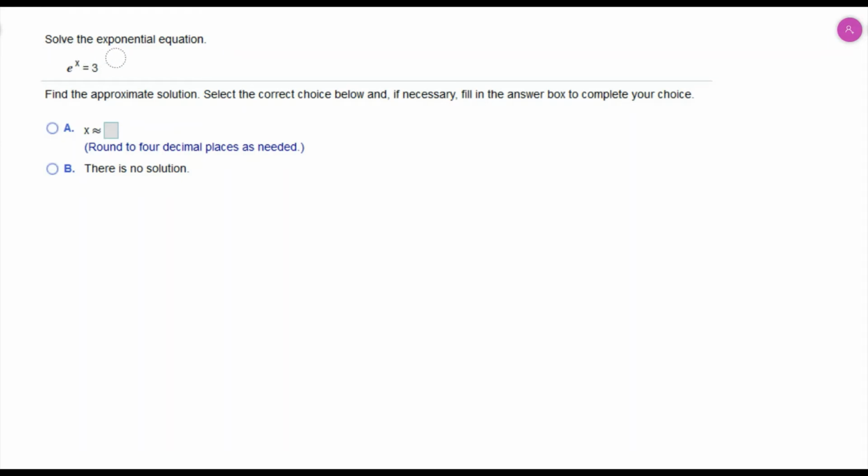This question says solve the exponential equation e to the x equals 3. So there are 3 methods for solving exponential equations, 3 basic methods. And the first one is relating the bases.